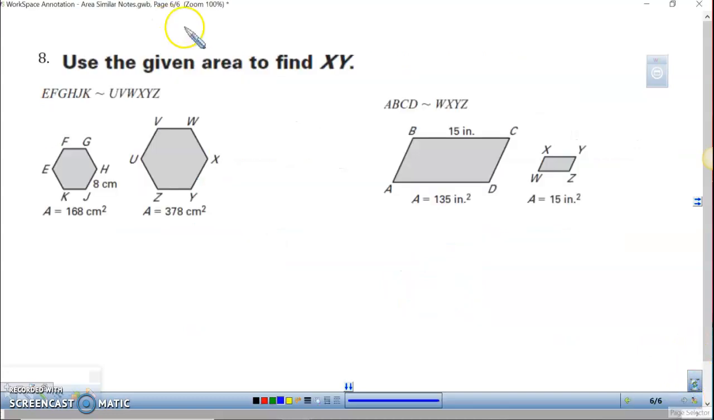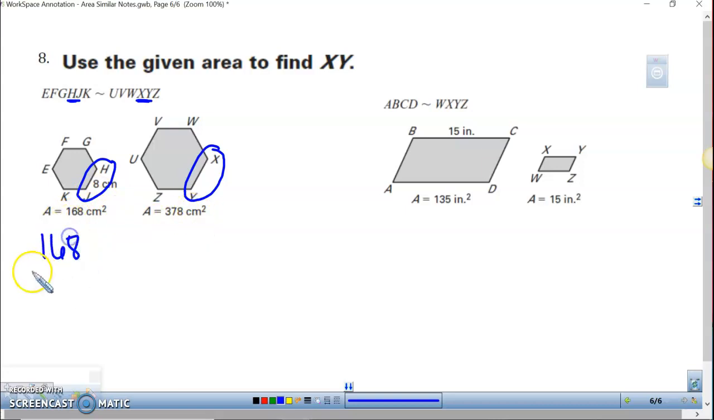Okay, last one. Use the given area to find XY. So on the grand scale of easy, medium, hard, these are on the harder side. The hardest we're going to do. Okay, so we have to find XY. So XY is going to correspond with HJ. But we're given area. So area and side length, they kind of don't mesh, okay? Do they have something in common? Yes, okay, but we're just going to use this.